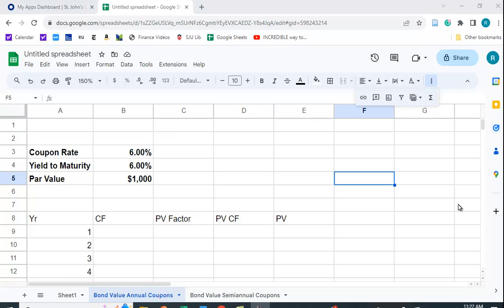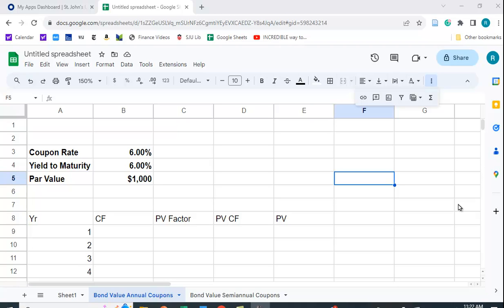Let's take a look at how we can use Google Sheets to value a bond. Now, there are a lot of ways to value a bond. You can use a financial calculator. There are programs to calculate them in Google Sheets. But I'm going to show you a couple of different ways.